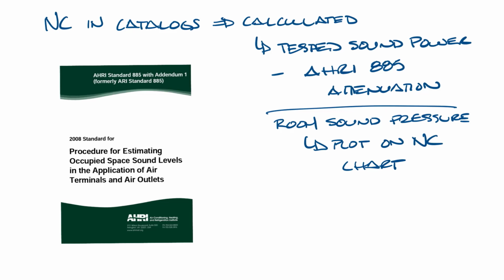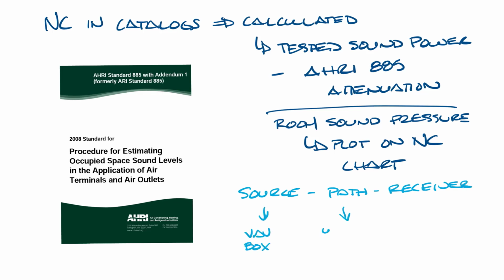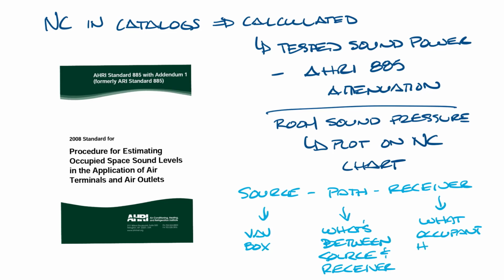AHRI Standard 885 is called Procedure for Estimating Occupied Space Sound Levels in the Application of Air Terminals and Air Outlets. It's full of tables for radiated and discharge sound attenuation, and the current version is AHRI 885 2008. The standard talks about a source path receiver concept. The source is the product, such as the VAV box we're going to talk about later. The path is what's between you and the VAV box, and the receiver is what the occupant hears in the space.